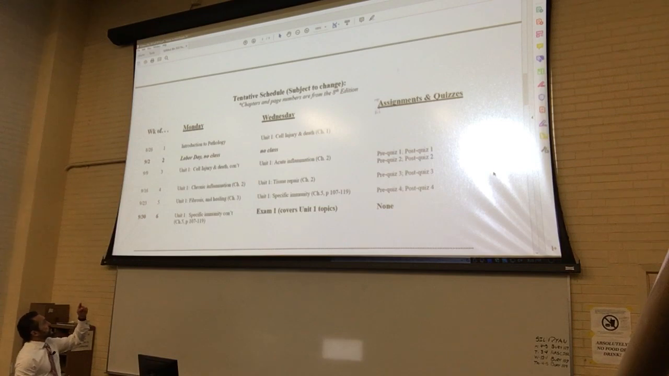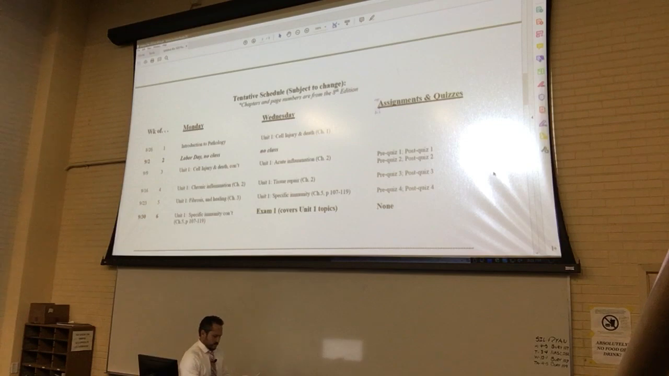Then we moved into cell injury and death, and we compared and contrasted two mechanisms: apoptosis and necrosis. Tell me some of the characteristics of both. Programmed cell death is apoptosis. You have membrane blebbing. You remember there was a table, some SEM pictures that were kind of cool. You guys remember those?